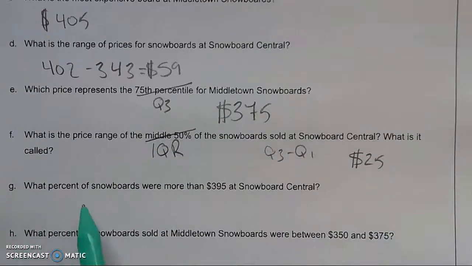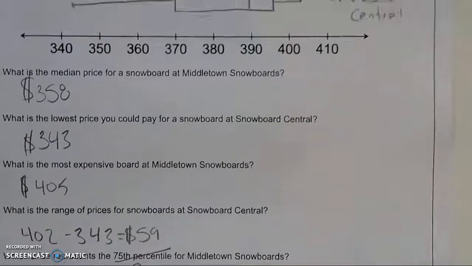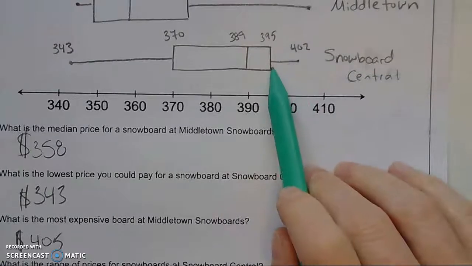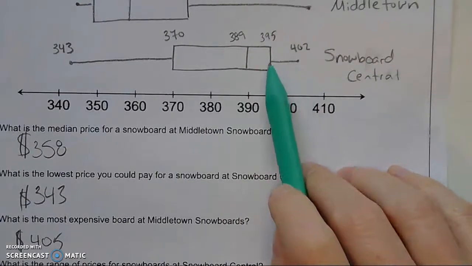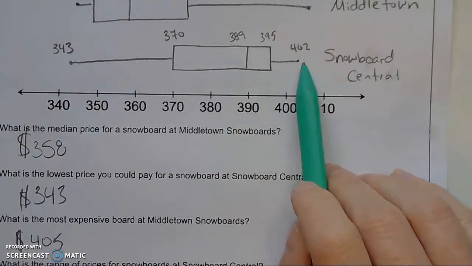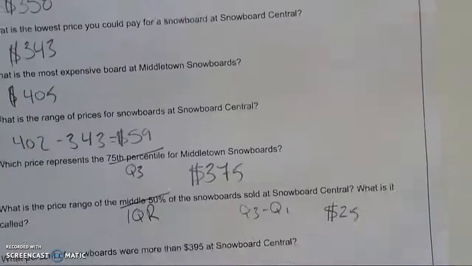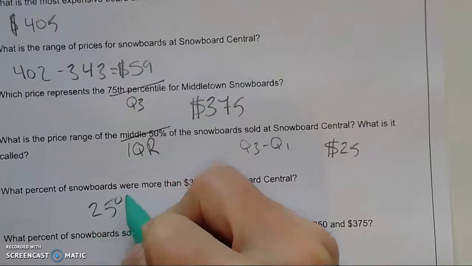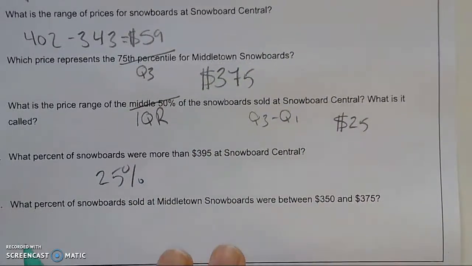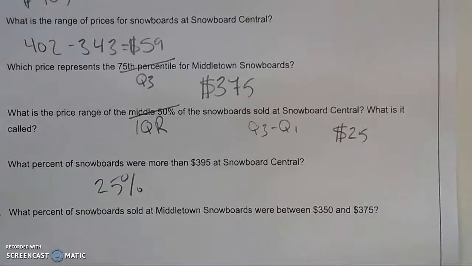Okay, what percent of snowboards were more than 395 at Snowboard Central? Okay, 395, what percent is higher? Well, that's only one little section, so that's 25%. 75% is below, that's 3 sections. So 25%. And last question, what percent of snowboards sold at Middletown Snowboards were between 350 and 375?